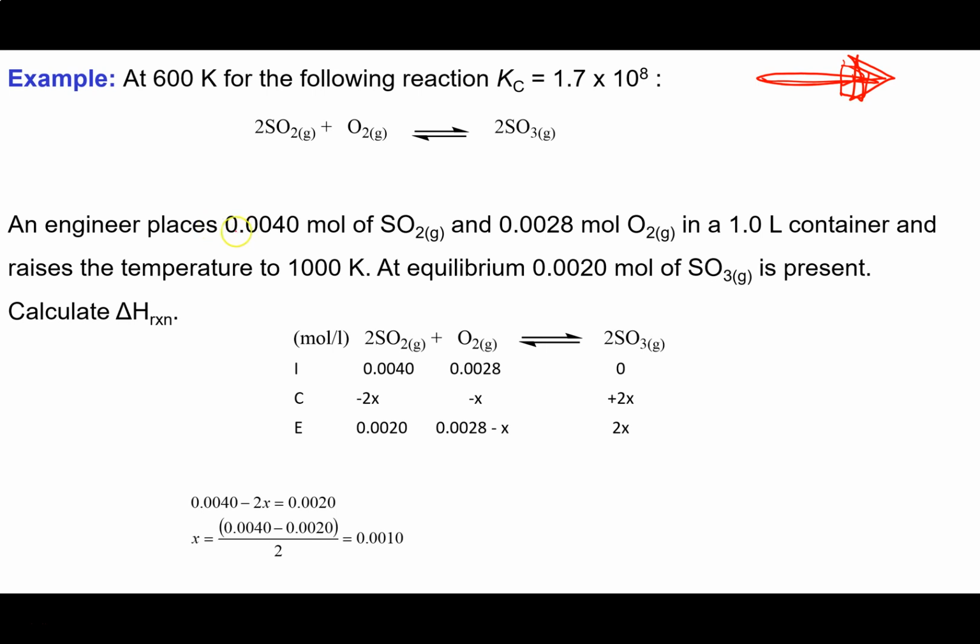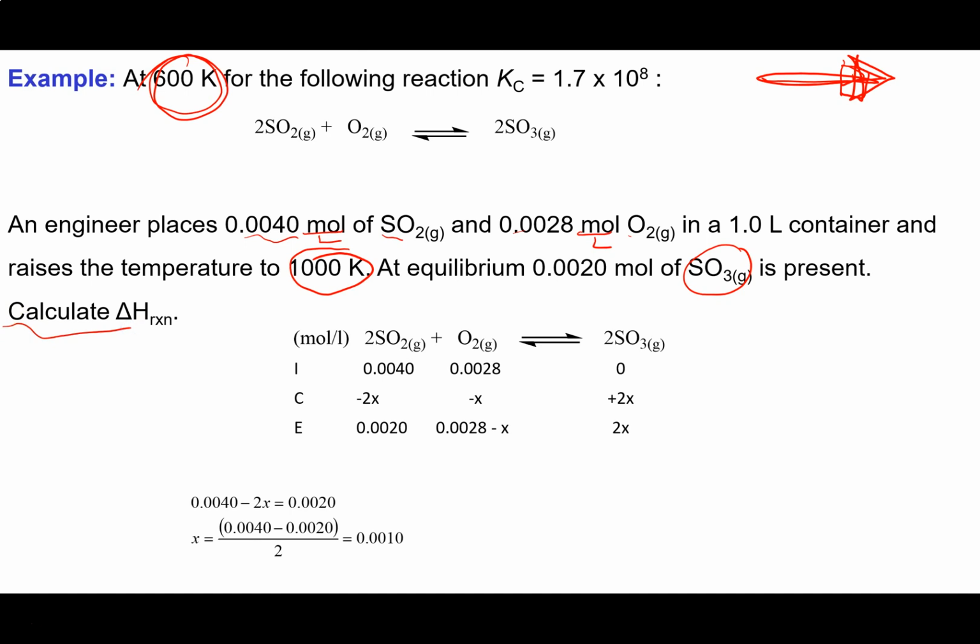So it says an engineer places 0.04 moles of SO2 and 0.028 moles of O2 in a 1 litre container. So these are really just moles per litre, aren't they? Because it's in a 1 litre container. And raises the temperature to 1000 Kelvin. You want to be careful there. That's a different temperature for what we were given the original K for. And then it says at equilibrium, 0.002 moles of SO3 is present. Interesting. So this gets complicated. And then it says calculate delta H for this reaction.